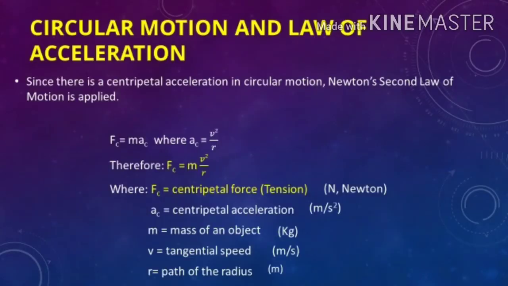Circular motion and law of acceleration. Since there is a centripetal acceleration in circular motion, Newton's second law of motion is applied. To calculate the centripetal force of an object moving in circular motion, use the formula, F is equal to m times v squared divided by r, wherein F is the centripetal force or tension, the unit is N, Newton. A is centripetal acceleration, the unit is meter per second squared. M is mass of an object, the unit is kilogram. V is the tangential speed, the unit is meter per second. And r is the path of the radius, unit is meter.